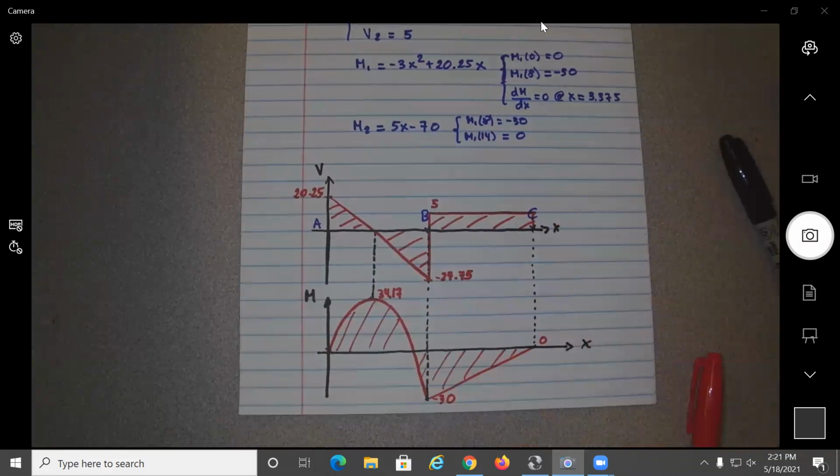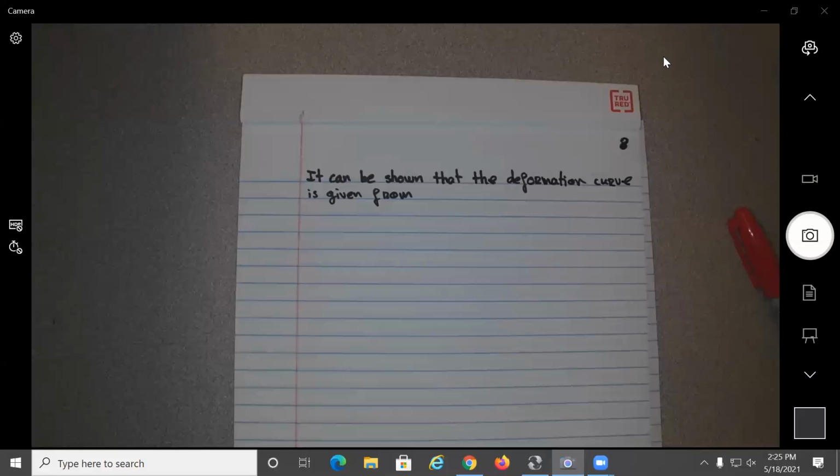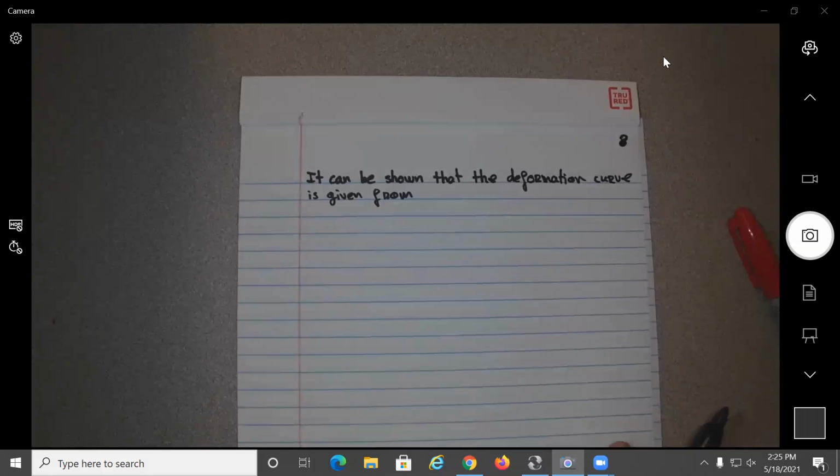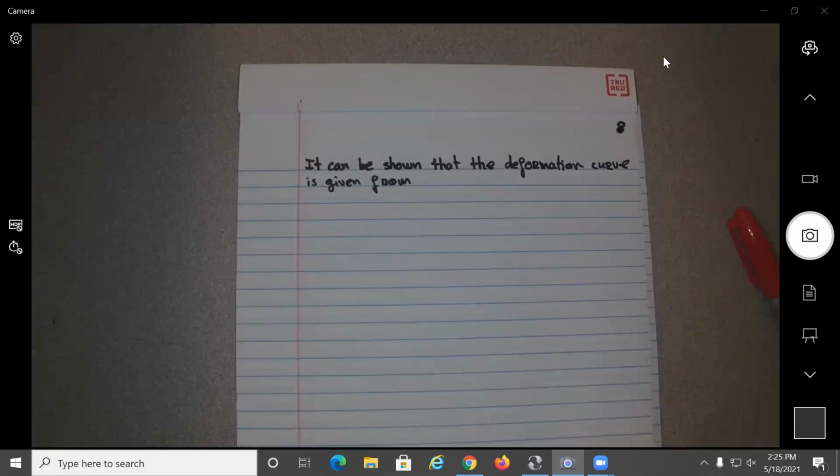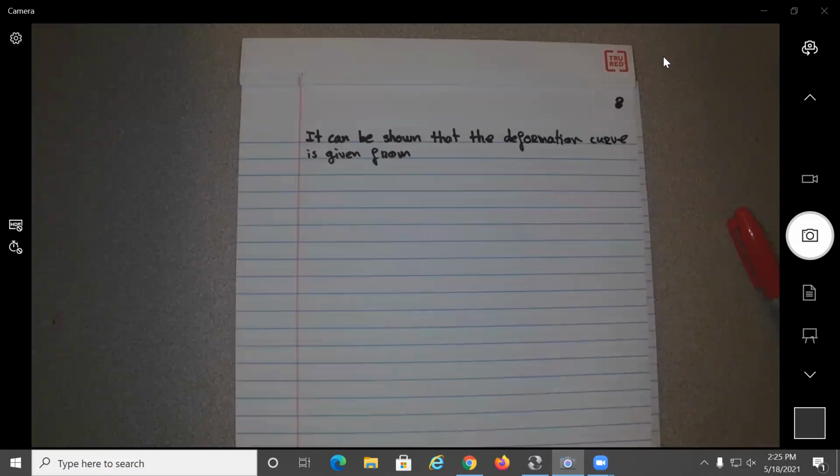Okay, and this will be the shear and bending moment diagrams. Okay, so why is it important to know the exact equation for the bending moments, M1 and M2? Because if you want to find the deflection curve, you need to know those equations. So I'm not going to do the derivation again of this equation. I'm just going to give it to you.